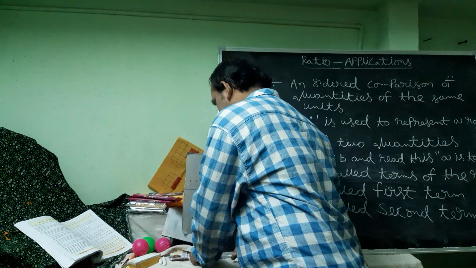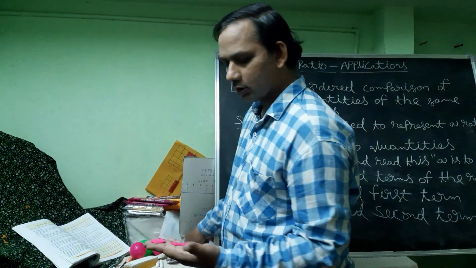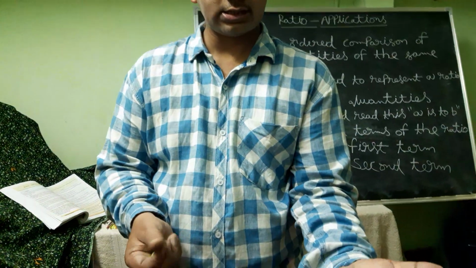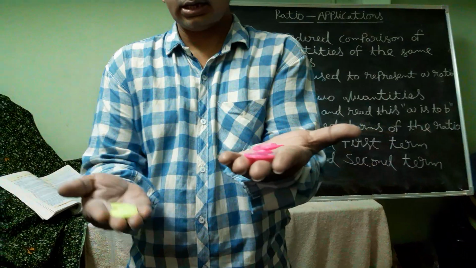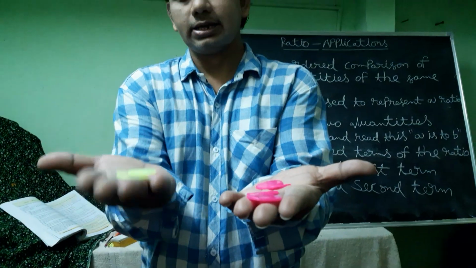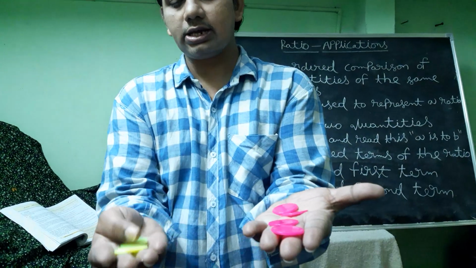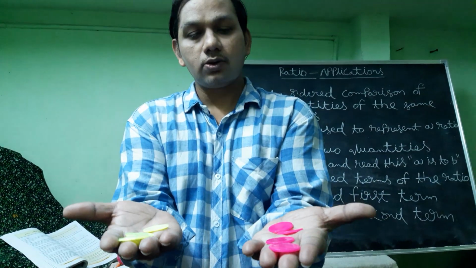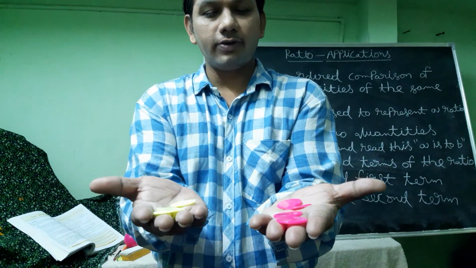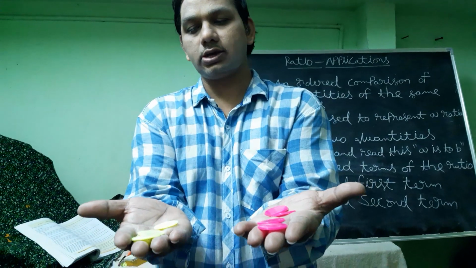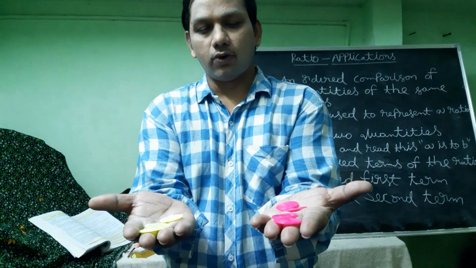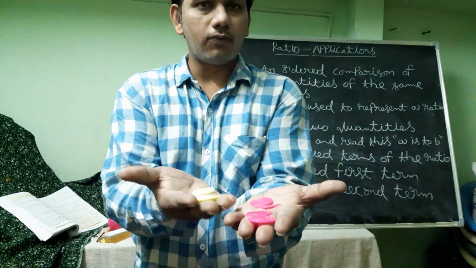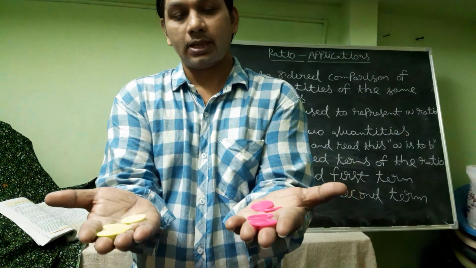In my hand, 4 pink coins are there. And here 3 green coins are there. See here. So what is the ratio of pink coins to green coins? Pink coins are 4, green coins are 3. So the ratio is 4 is to 3.